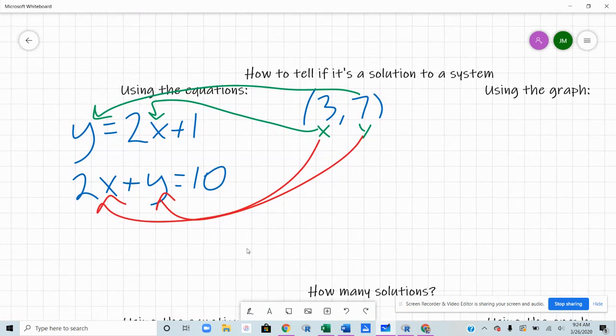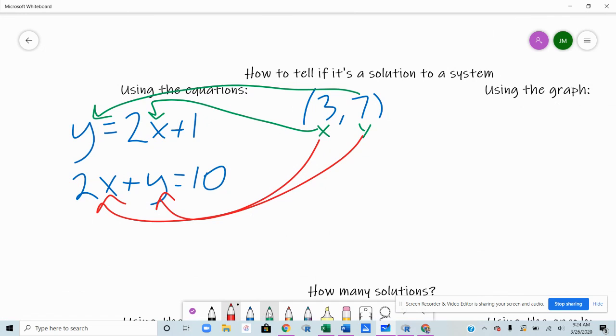So if we run through that real quick. So using the first equation, my y value is 7. So I'm going to see if 7 is equal to 2 times my x value, which is 3, plus 1. Well, there's nothing to do here on the left side. That's just 7. Then on the right side, you can either type that into your calculator or do it in your head. 2 times 3 plus 1. 2 times 3 is 6 plus 1 is 7. Then does 7 equal 7? Yes. So that point is a solution to the first equation.